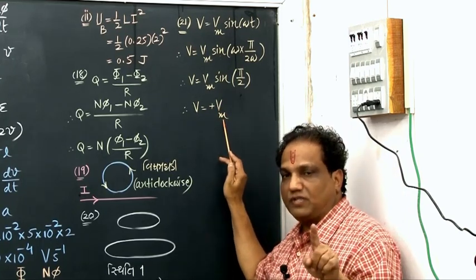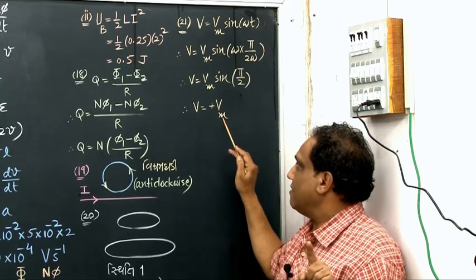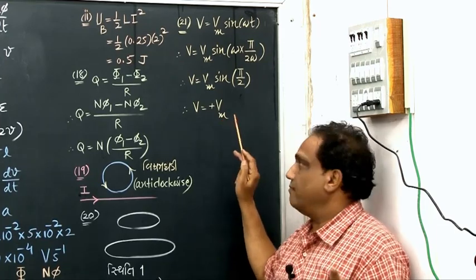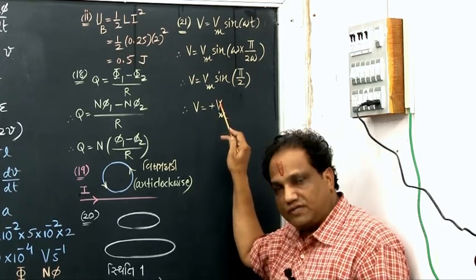Okay. In the textbook there is a misprinting. They have written this M together with V. Actually this M is a suffix, indicates maximum voltage. Got it? Thank you.